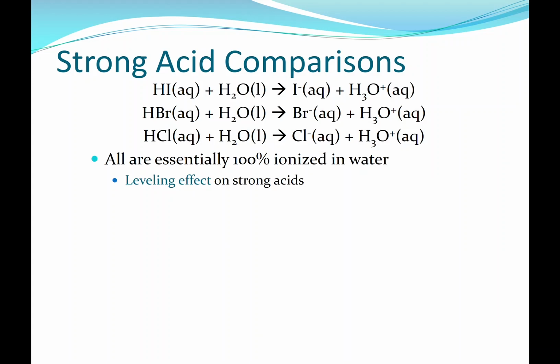acids from first semester. We're going to compare HI, HBr, HCl. So if we look at that, if we have this in aqueous solution, as we said in first semester, these are all basically 100% ionized in water. So we have completely products. You'll notice I haven't even used an equilibrium arrow for these reactions because they are essentially completely products in water. And we call this the leveling effect, basically.